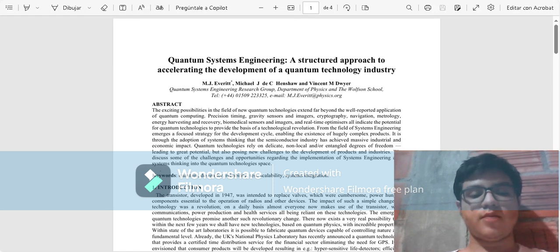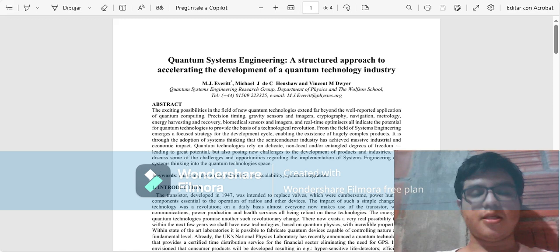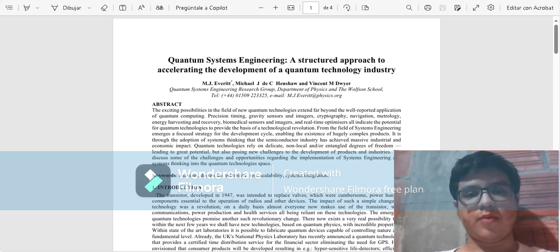But quantum systems are not like traditional systems. Why? Because of quantum entanglement and non-locality. In classical systems, we can separate components and test them independently. But in quantum systems, the parts are often entangled, meaning we can't treat them separately. This creates two big problems mentioned in the paper: the modeling problem and the interface problem.